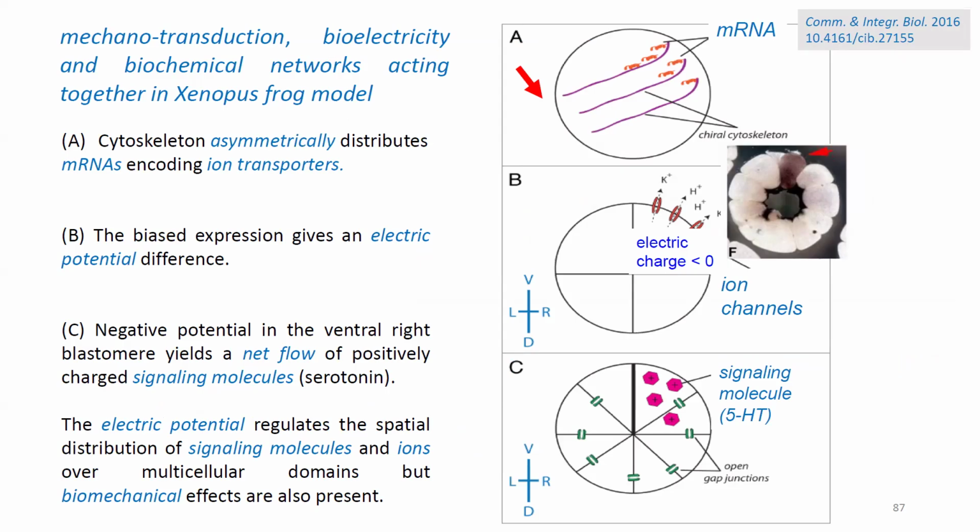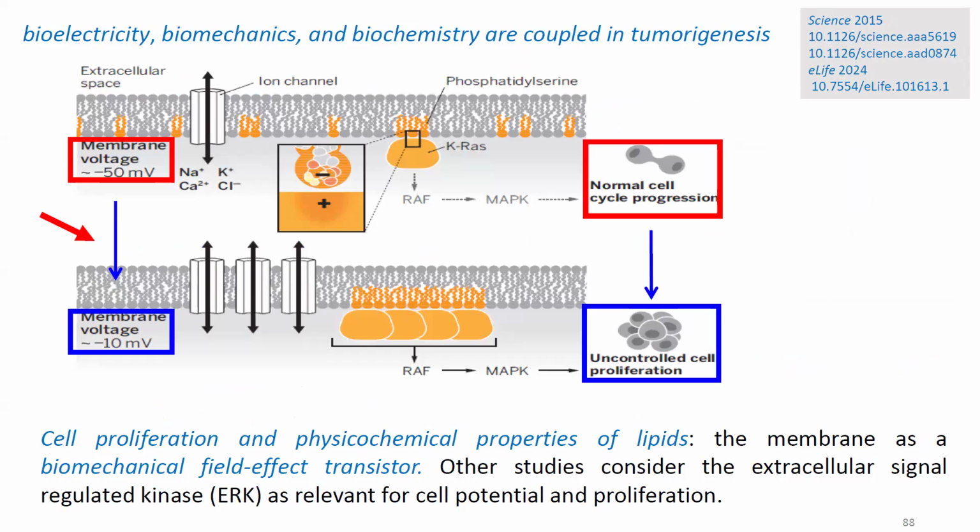For instance, this work is also by Levin's group. Also, cell proliferation and physicochemical properties of lipids suggest some biomechanical field effect transistor, in the sense that in this particular problem that can be found here, there is first membrane depolarization, a bioelectrical effect. This membrane depolarization causes a biomechanical effect with this accumulation here. And this biomechanical effect eventually downstream causes a biochemical effect.